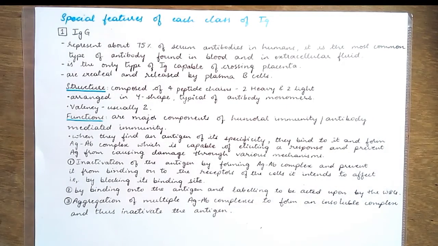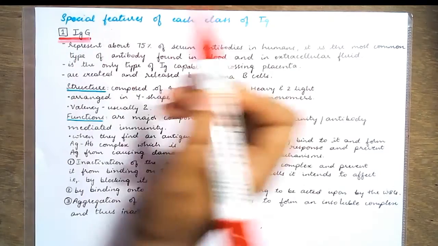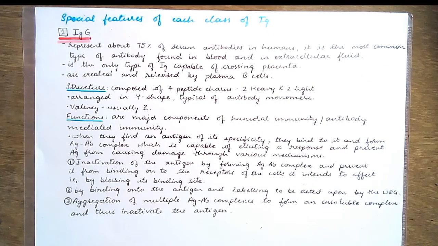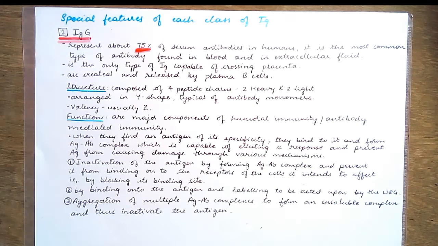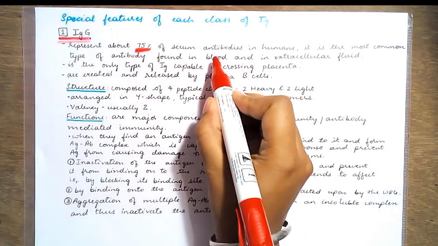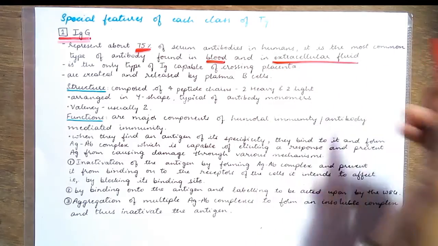Now let's study more about each class of immunoglobulin, especially IgG, which is one of the most important immunoglobulins because it forms the major serum immunoglobulin, about 75% in humans. This is the most common type of antibody found in blood and also in extracellular fluid. It is almost equally distributed in blood and extracellular fluid.